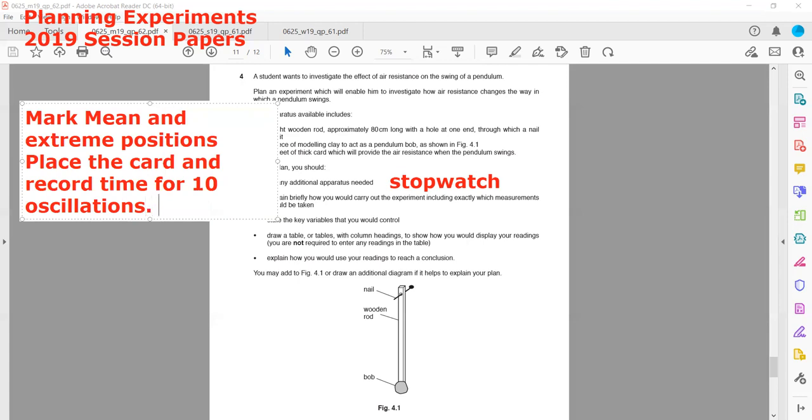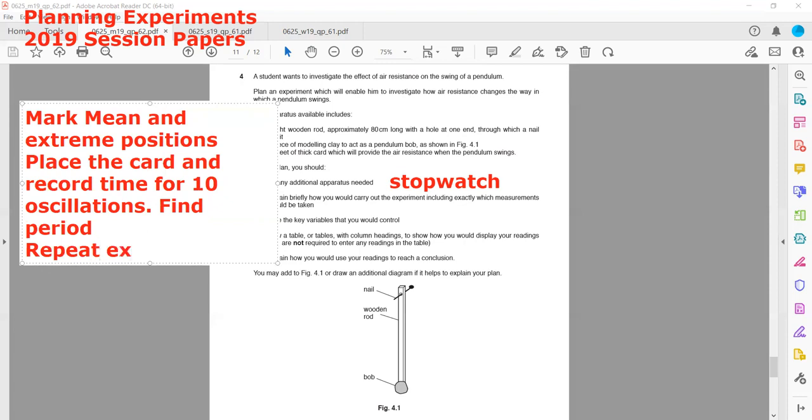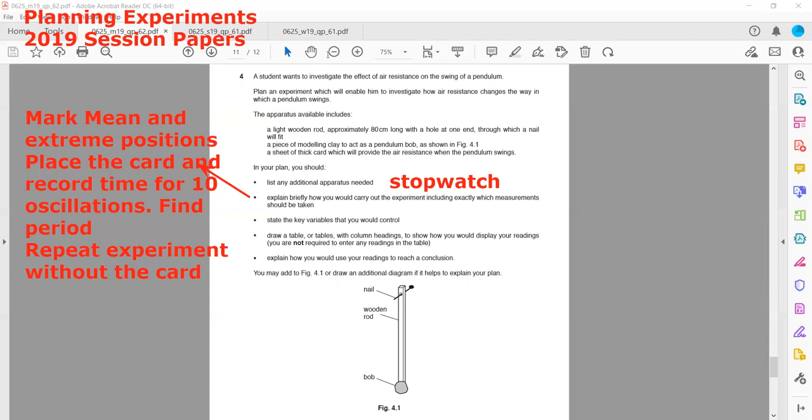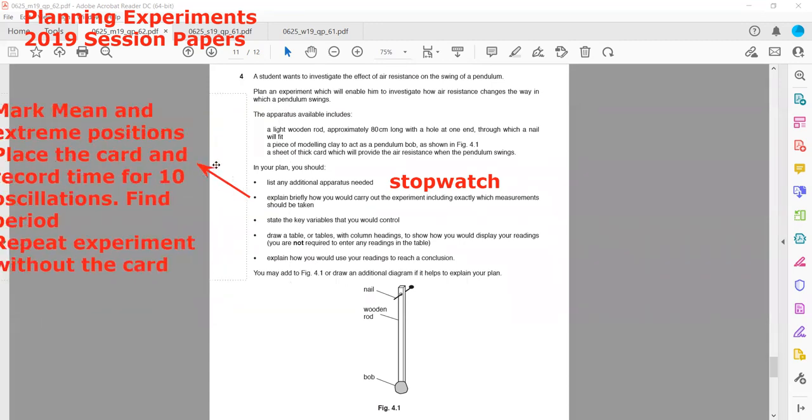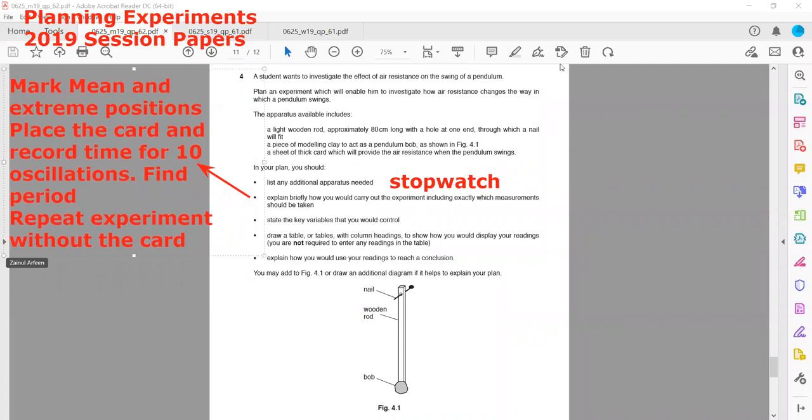And we'll find the time period, the period of oscillation, and repeat the experiment without the card. Because if you repeat the experiment without the card, that will also change the air resistance. The next part: state the key variables. We have to mention the key variables which we will control for this experiment.